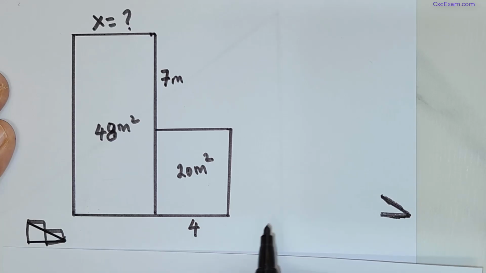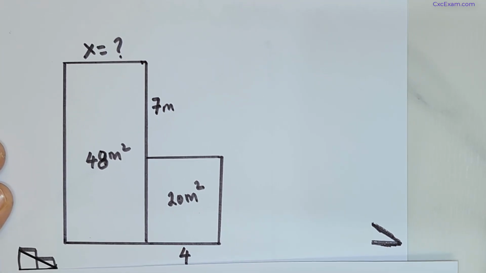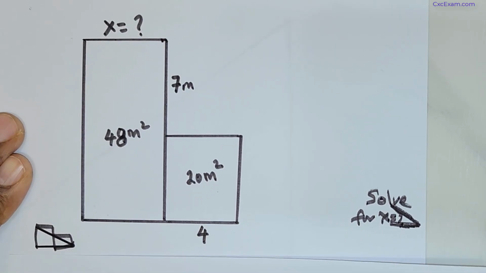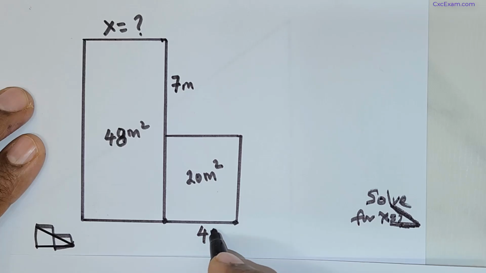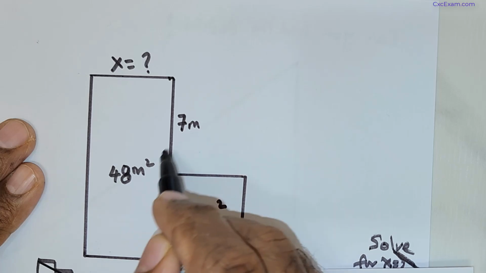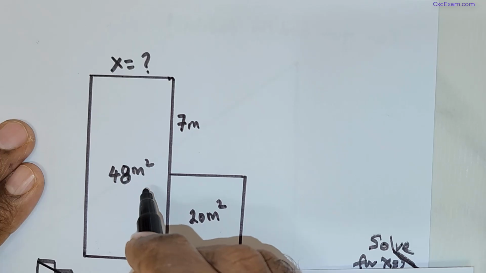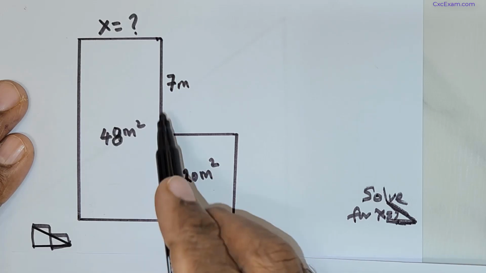We are expected to find the value of x. So we need to solve for x. We've been given this side, 4 meters. We don't know this. We have been given this area, 48 square meters, and this is 20 square meters. This is 4 meters inside, and this is 7 meters.